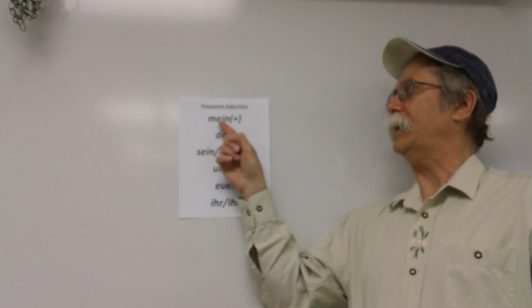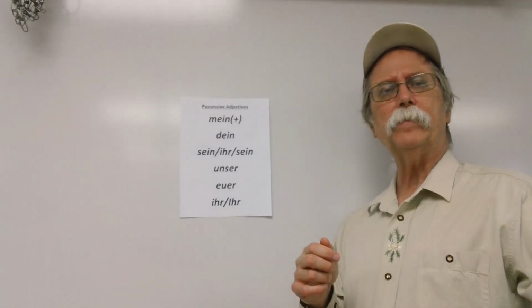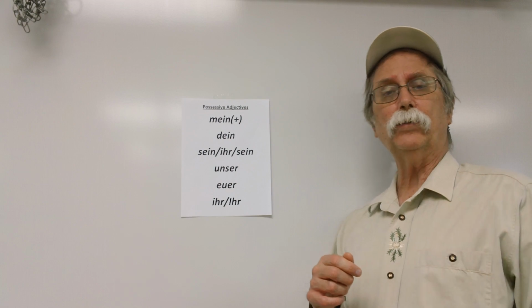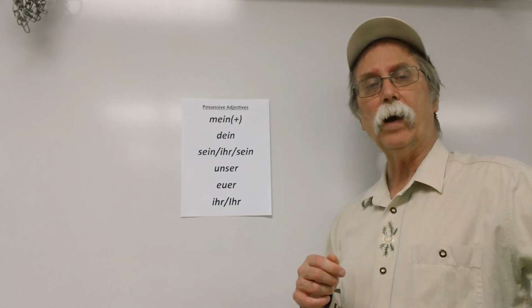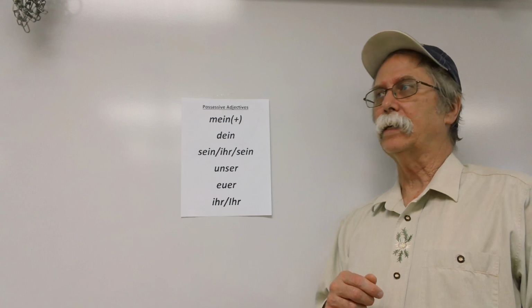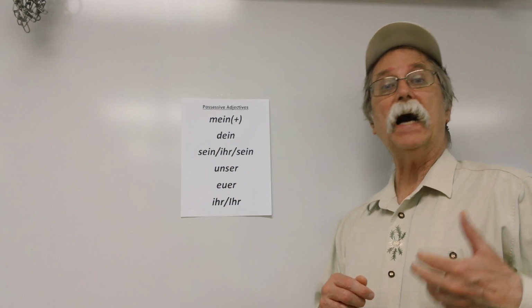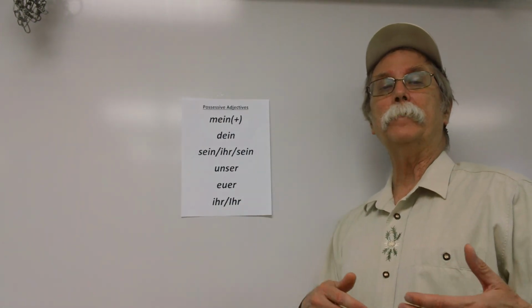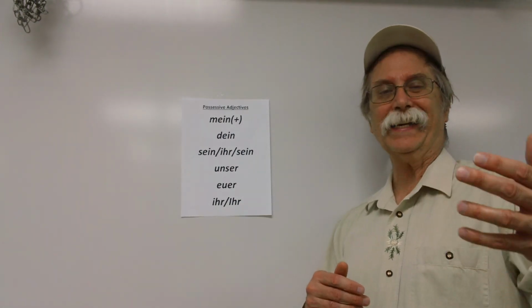So if I wanted to say, that's my shoe, I would say, das ist mein Schuh. But if I wanted to say, those are my shoes, that would be, das sind meine Schuhe. And if I wanted to ask, have you seen my shoe? Now I've got the direct object. It would be, hast du meinen Schuh gesehen?